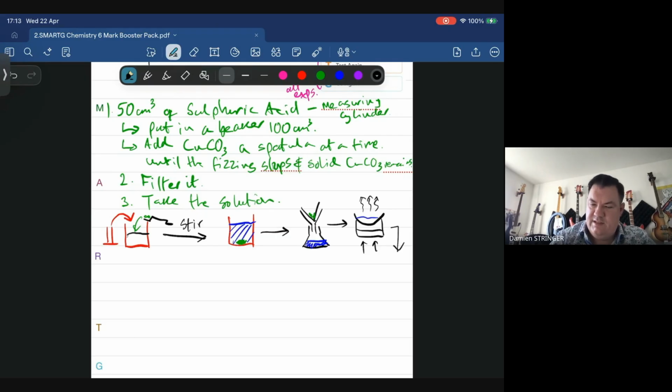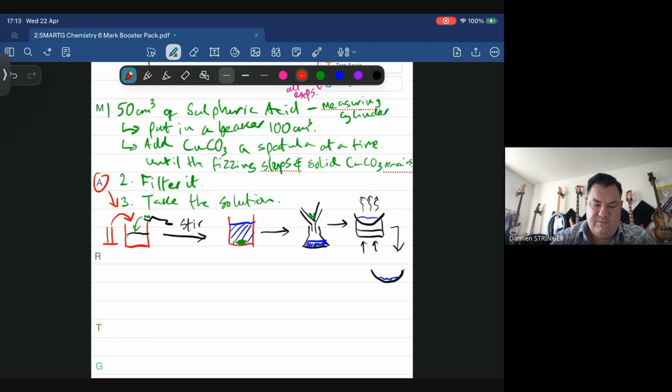What you can do is leave your evaporating basin to dry out with the kind of mushy crystals left. Leave it for a few days somewhere warm, and then you've got your crystals. I don't feel the need to label all the apparatus there, because the drawings are decent enough to work it out. So that would be our apparatus, all that stuff there.